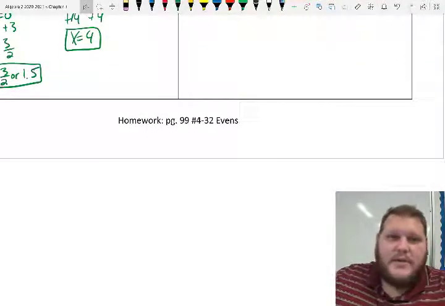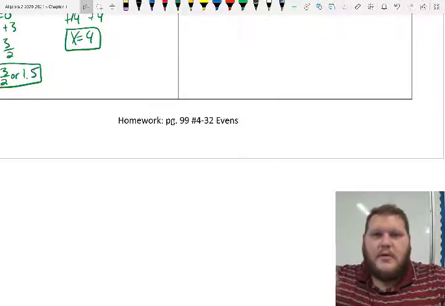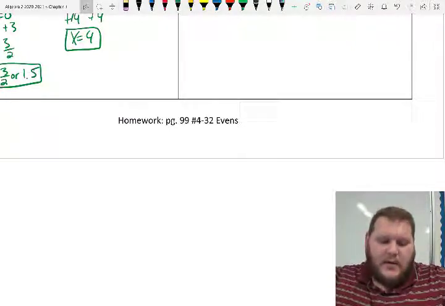Okay, that's all I got for you guys today. That's solving equations that are quadratic using graphing, square root method, factoring, and quadratic formula.